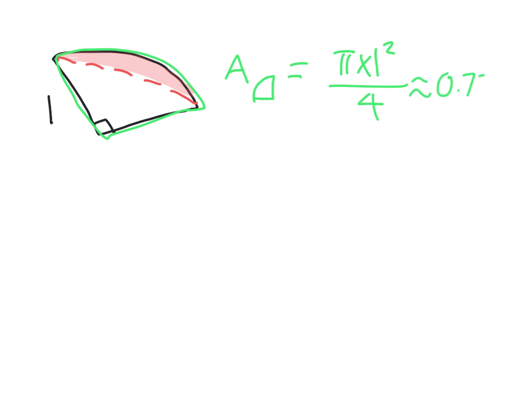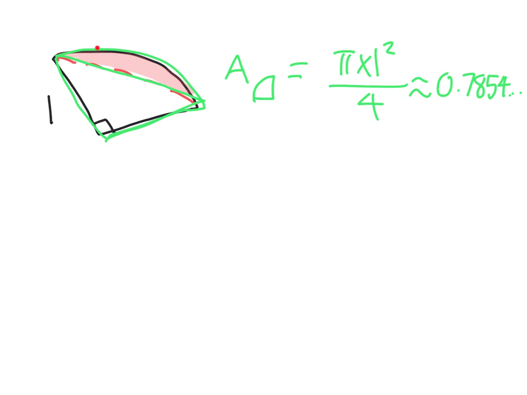What we have here is a sector or a quarter circle. We absolutely know how to find the area of a quarter circle. So the area of a quarter circle, it's just pi times radius squared, but you divide by 4 because it's a quarter of a circle. So you get about 0.7854, and so on. Now we can find the area of the triangle. The red area is just sector minus triangle.